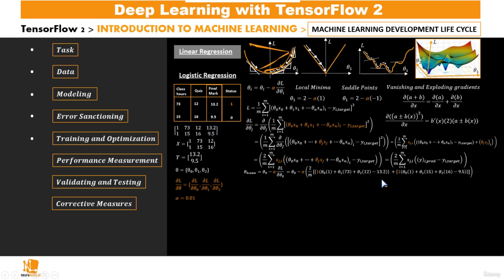And then we move from i equals 1 to i equals 2. We still have our 1 here because we're dealing with 0 as j. So as long as j is 0, we'll always have 1 here. We have theta 0 times 1, plus 15 times theta 1 plus 16 times theta 2 minus 9.5. So that's what we have here.